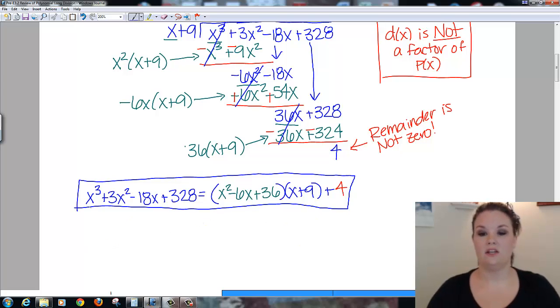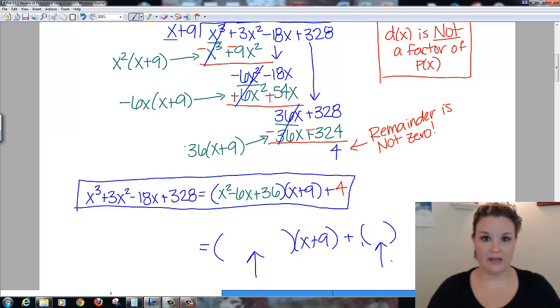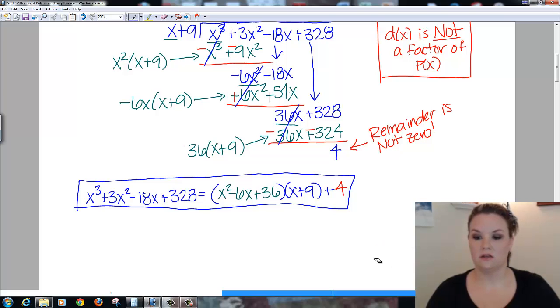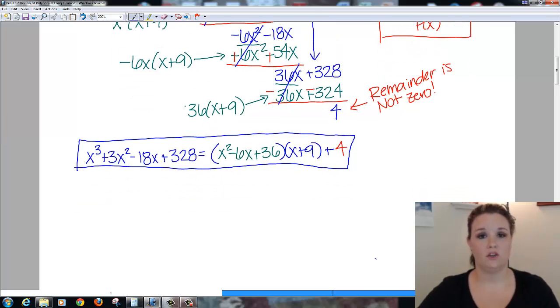Okay, and in your homework, they'll give you the original polynomial and they'll just say it's equal to the quotient times the divisor plus the remainder. And you'll type in what your quotient was and what your remainder is. So make sure that you understand which is which. They'll give you the dividend, which is your P of X, and they'll give you your divisor, which is D of X, and then you just type in your quotient and your remainder.